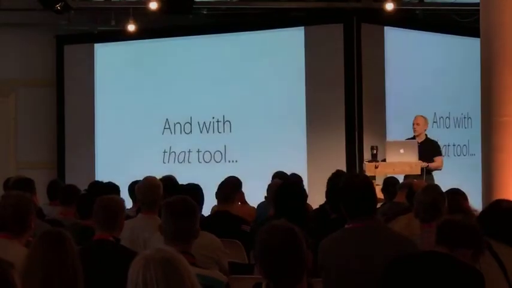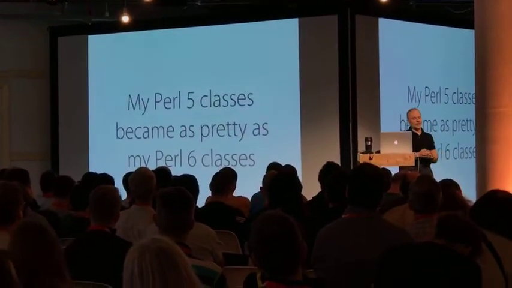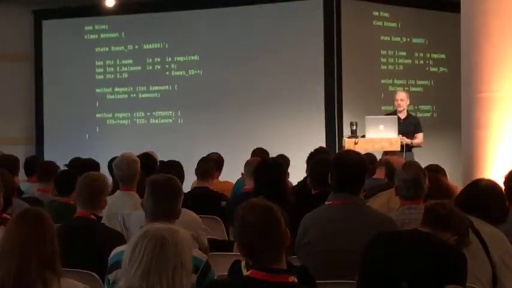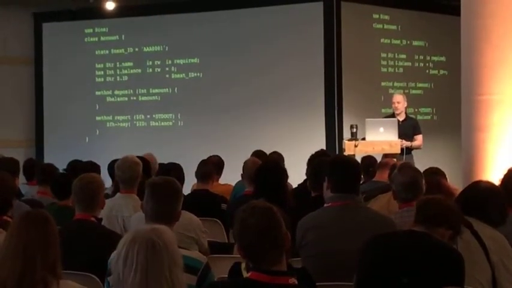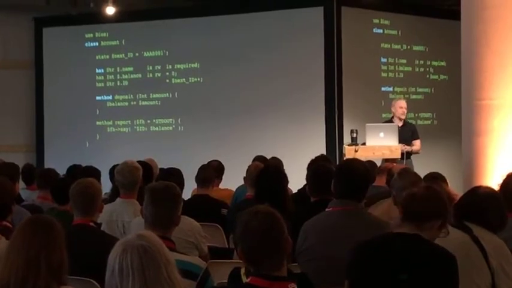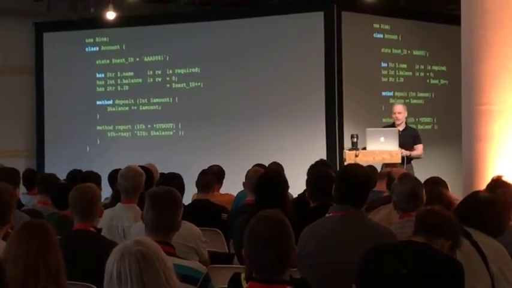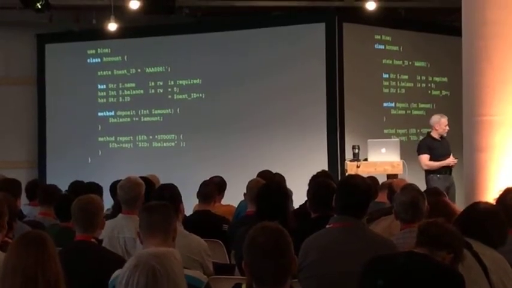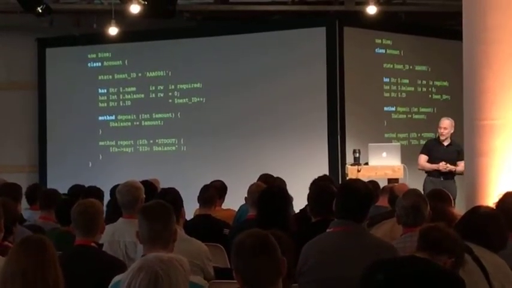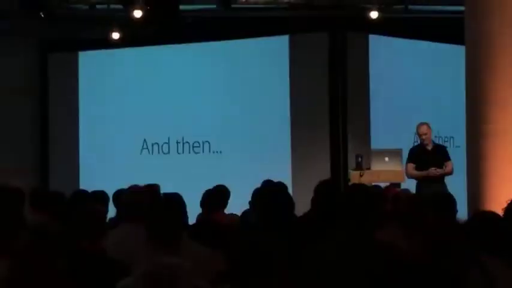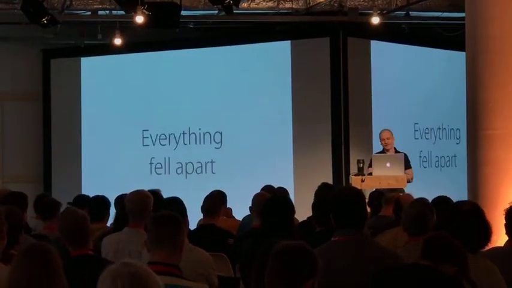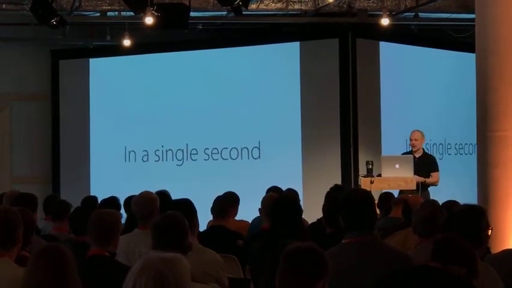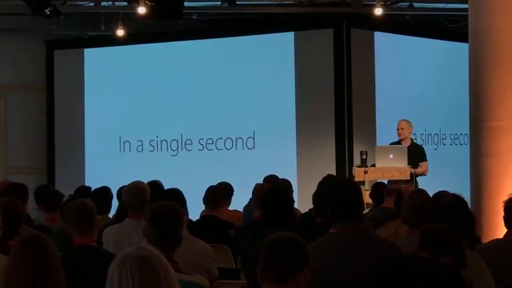So with that tool, my Perl 5 classes became just as pretty as my Perl 6 classes. You say use Dios, you now have the keywords, and it all works beautifully. And so this would have been a relatively short talk if that had gone just that well. But it didn't. In fact, everything fell apart in just 1 second.